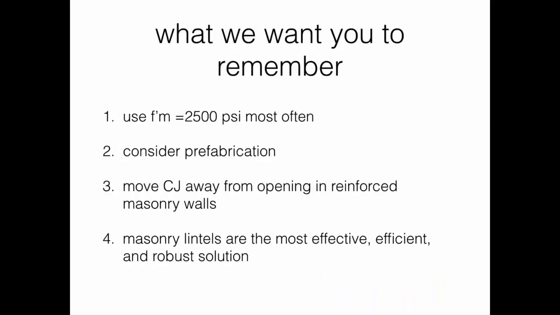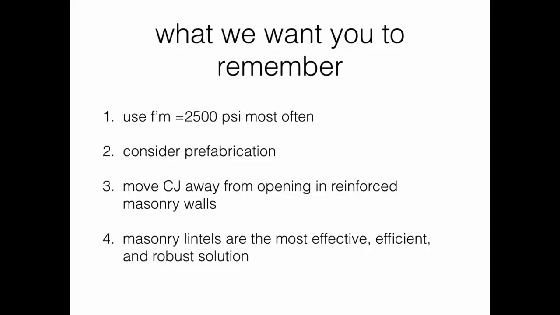All right, so if I had 4 points that I really wanted you guys to remember, 4 points. Use the right strength: f'm of 2500. Hopefully you guys have heard me say that before. Maybe not. If not, write that one down. We need to get into using higher strength masonry because it's very readily available across the country. 2500 is what I would call a standard value across the country. It's not something that's 60% lower than that, which most people use.